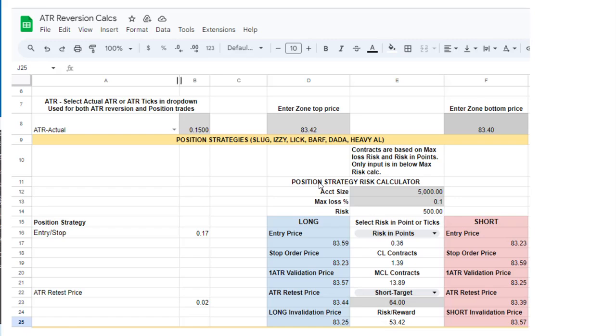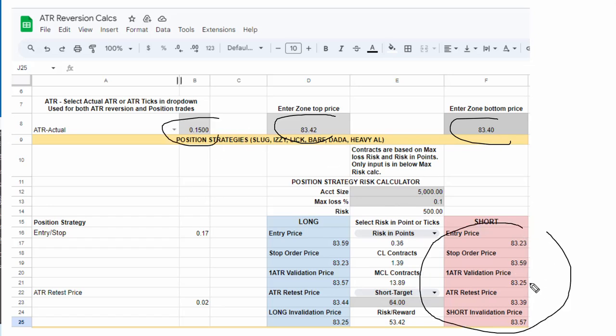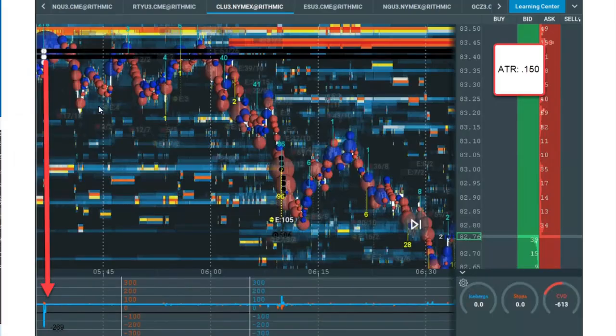And then, this is what I have for my trade room. And again, you'll have access to this. It'll point you to the subscription. But to make it a lot easier on yourself, you just enter in the zone price, which was 83.42 to 83.40. You put in the ATR. And for the short, you need to see 25 to make that a short setup, which you got to.